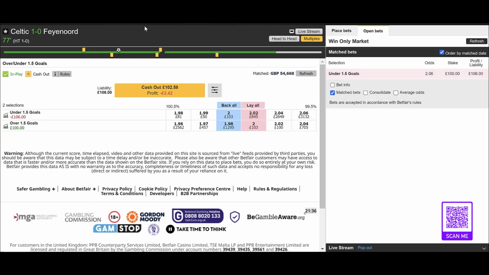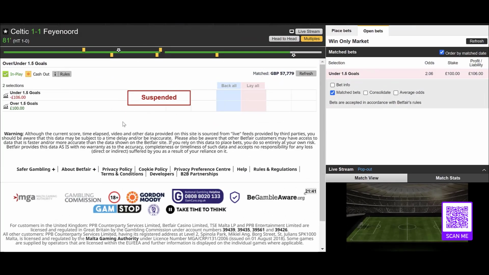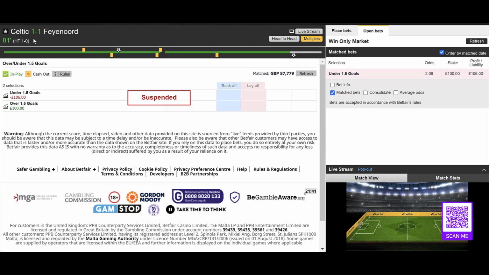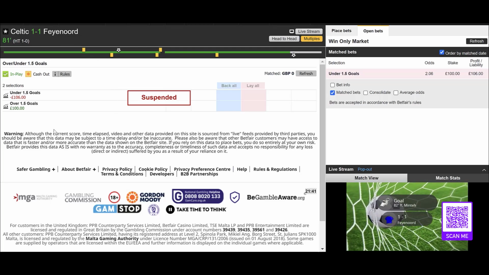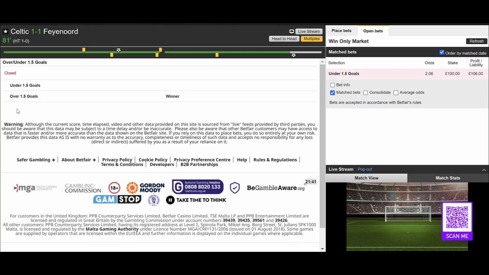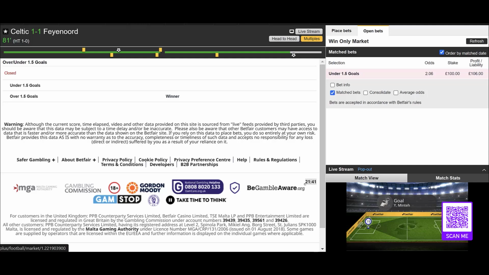Let's see what happens next. It's 1-0 with around 13 minutes left plus the injury time. 81 minutes on the clock. We've got one of the goals we were definitely looking for. Celtic 1, Feyenoord 1 on 82 minutes. So that means we've landed, and that's just disappeared before our eyes. So we've landed that £100 of profit.